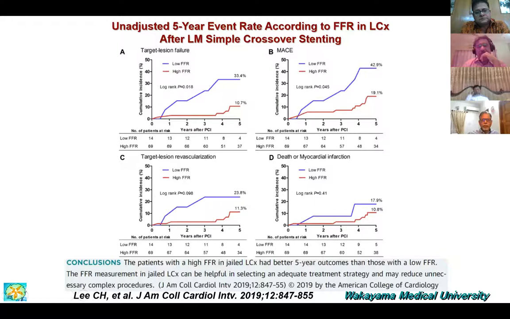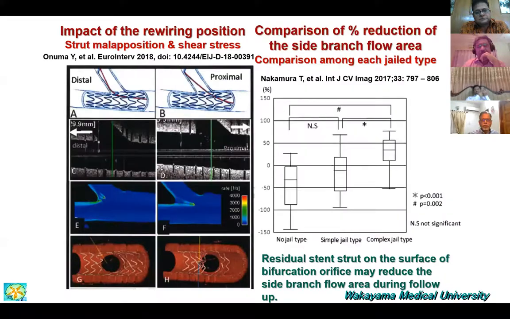However, we have to pay attention that after 3 years, even in cases with a good FFR, there are several events that demonstrate restenosis. Why will restenosis happen even when the FFR is good, right? This is some explanation. If you can select the distal cell in the side branch after kissing, you can treat the carina very well, as shown in the left-hand side.